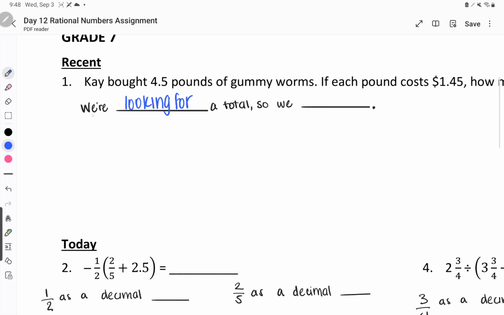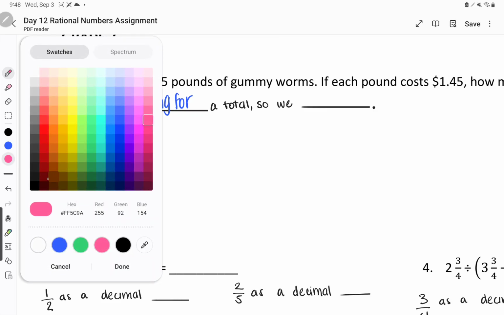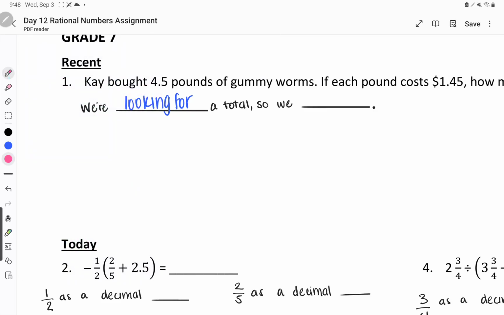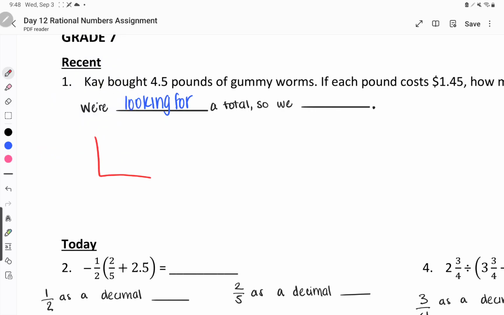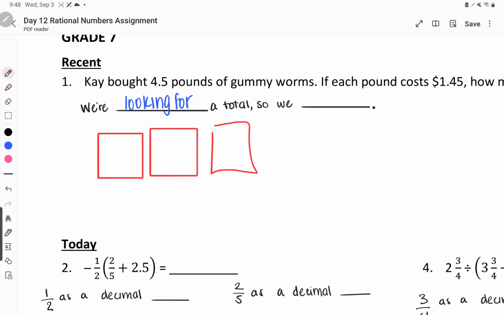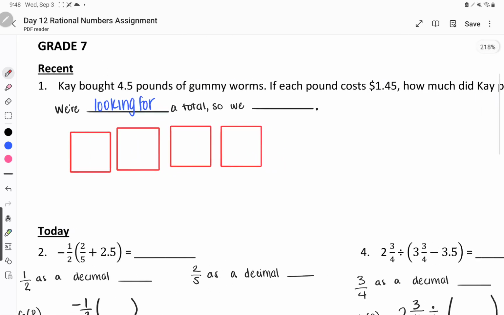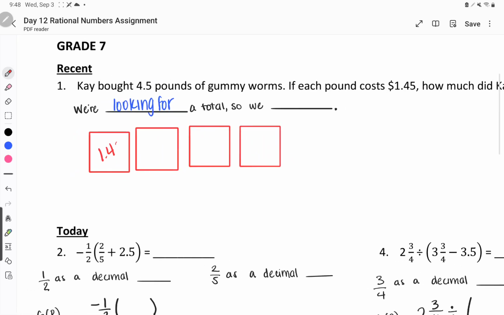So let me draw this out for you guys. And you don't have to do this, so I'm going to put this in red to remind you guys that you don't have to do it. Don't write this. So we have 4.5. I can only draw 4. So I'm going to draw 4. These are our pounds of gummy worms. Each pound costs $1.45. So if you notice, that $1.45 is happening over and over and over again. So what operation are we going to do? We're going to multiply.